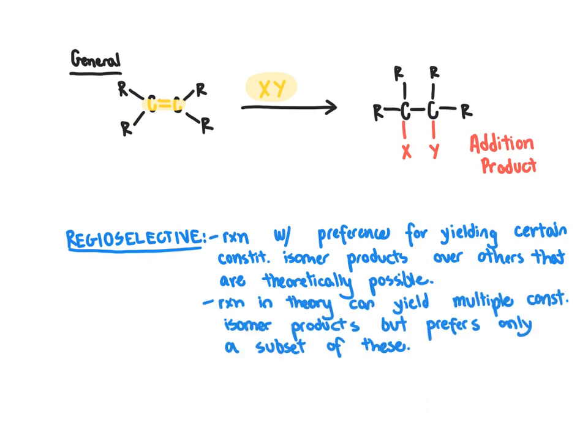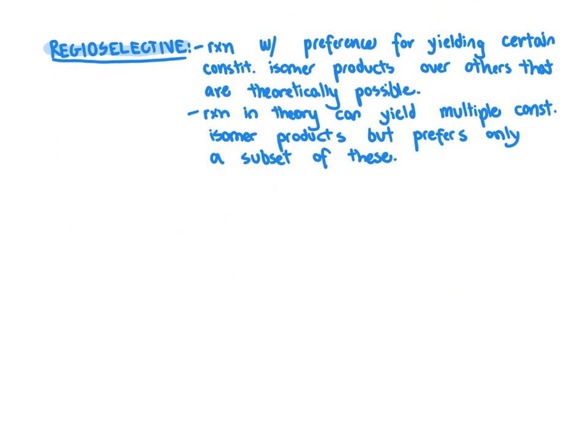The other wording that we can ascribe to the term regioselective is that it describes a reaction that, in theory, could yield multiple constitutional isomer products, but in actuality has a preference for only a subset of these. So in other words, theoretically the reaction could yield perhaps two different constitutional isomers, but in actuality we see that one of those is a major product and the other one is a minor product or not observed at all. That would indicate that the reaction is indeed regioselective. So let's take a look at some general examples of describing the term regioselective.